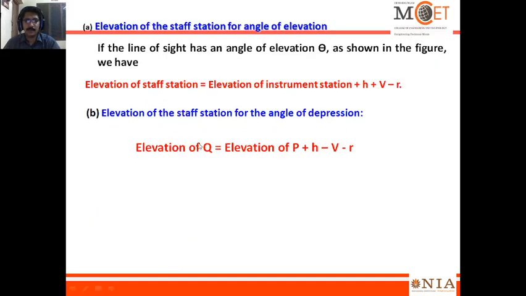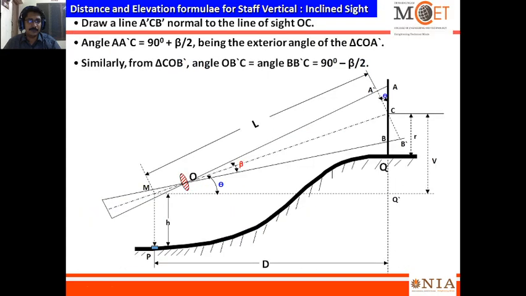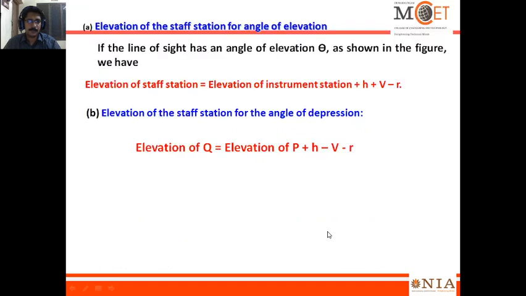So that is given. If the angle is a depression, instead of this, if the point is on lower ground, how will it be? The same elevation of P plus H. Here the V becomes downward, so minus V minus R, right? So that is the changeover. You try to check for this in the diagram of any book, you can get it, right? I hope you understand, friends. Thank you.